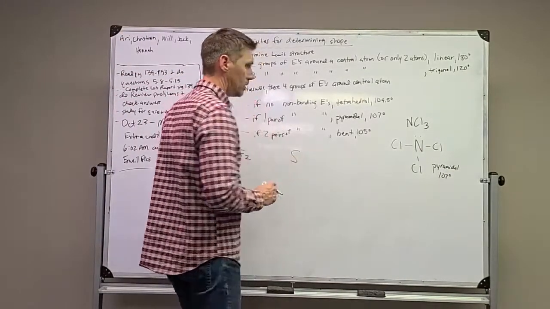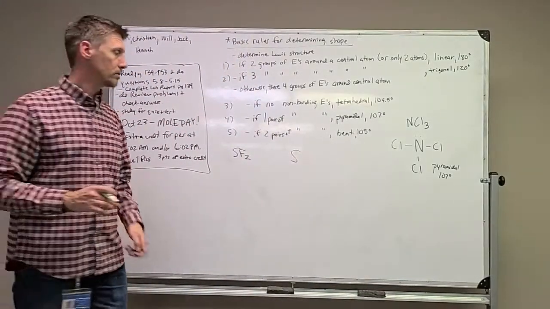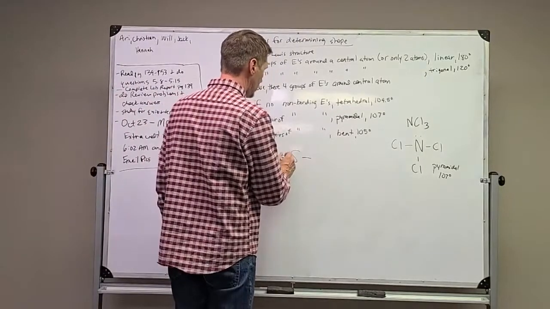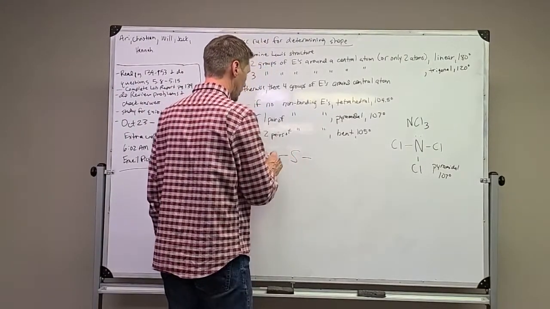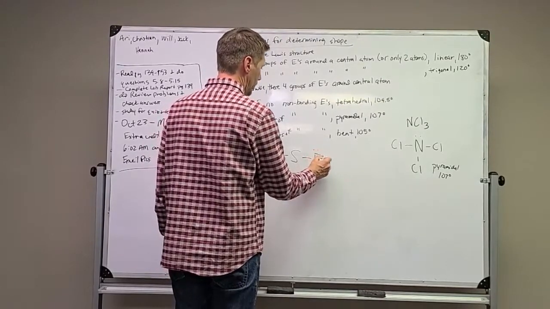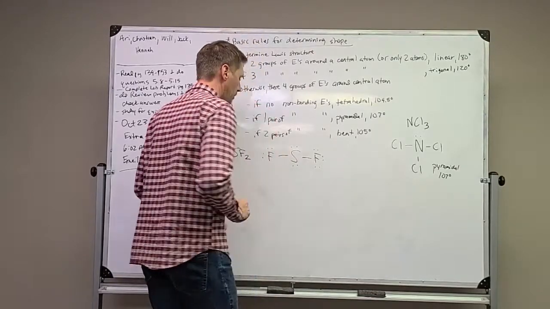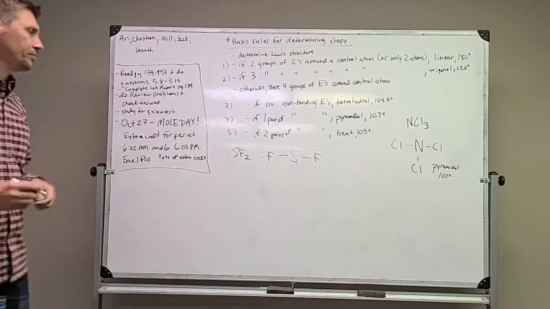Sulfur needs how many? I believe 6. It has 6, so it needs 2, right? So what's going to happen there is you've got shared electrons on both sides here with the fluorine hanging off. So it's going to look like that.